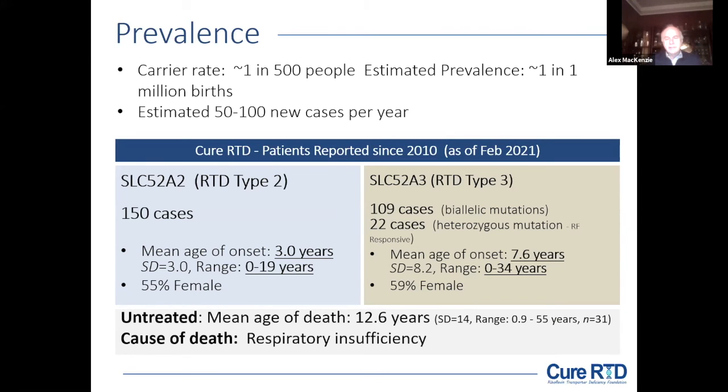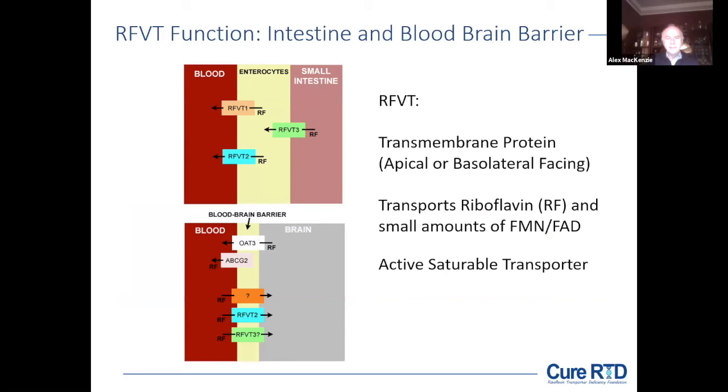Type 2, a bit more severe, onset at 3 years, 7.6 years for type 3. Mean age of death is 12.6 years, usually respiratory insufficiency.